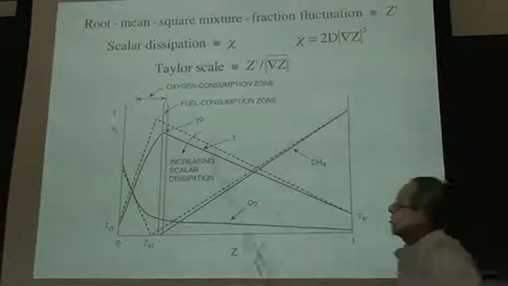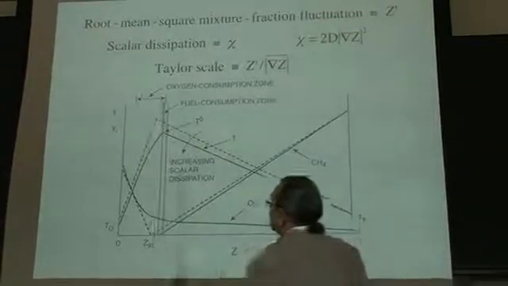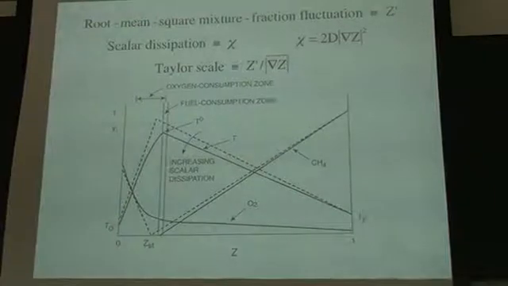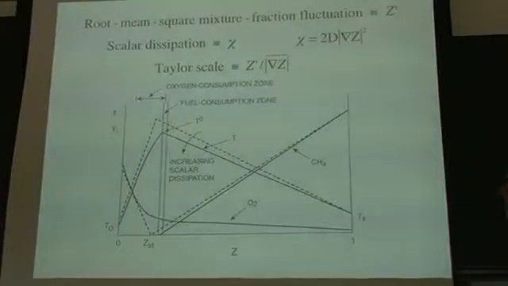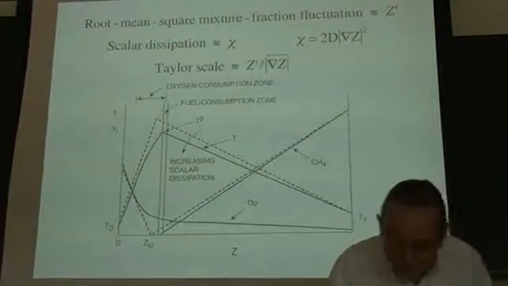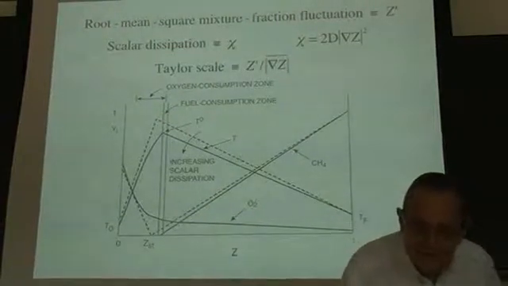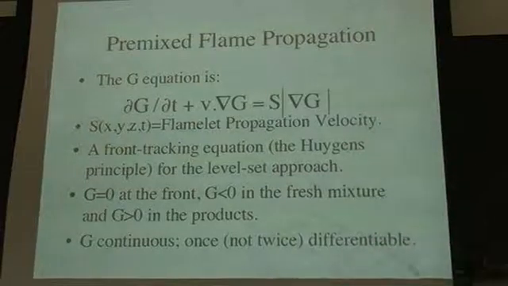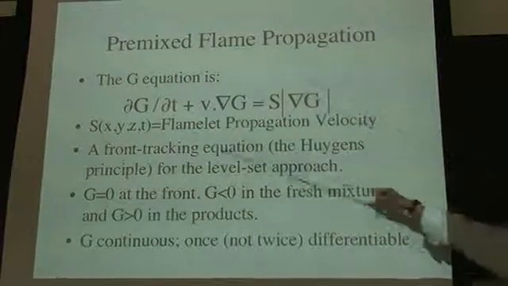This is one of the things that Bob Bilger pointed out, that maybe activation energy asymptotics are not all that good. Well, in that aspect of the chemistry, they're not. But okay. But this is the G equation.